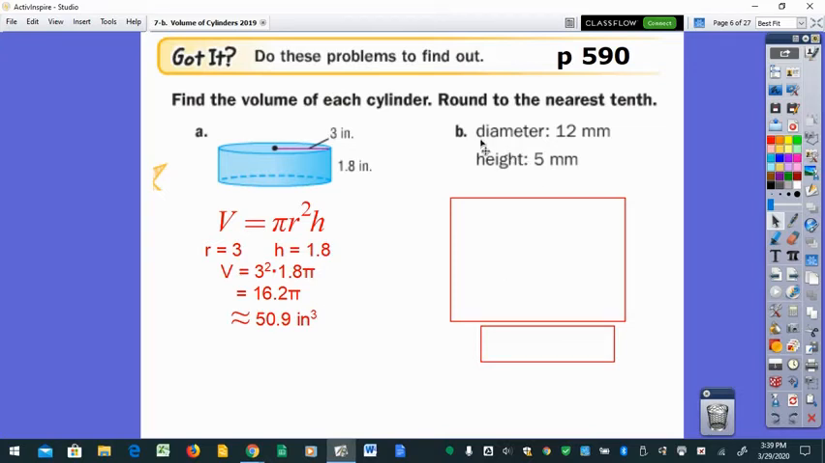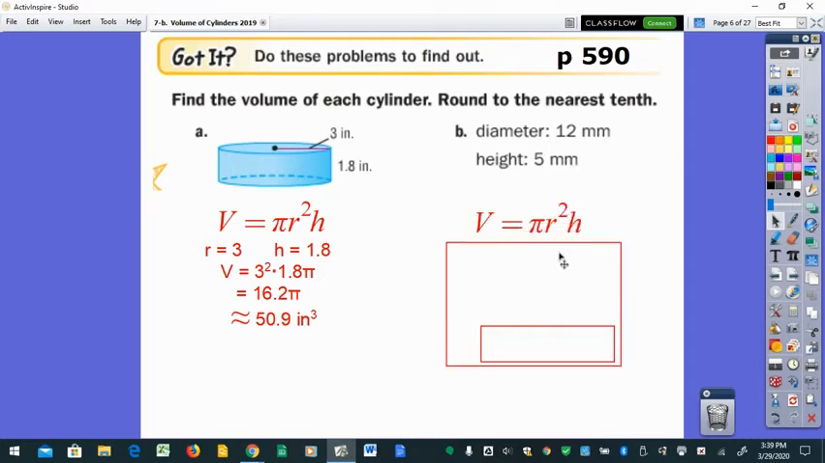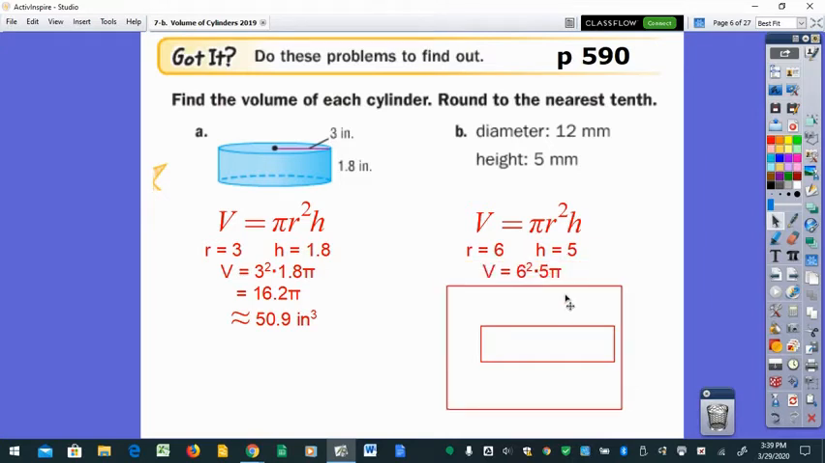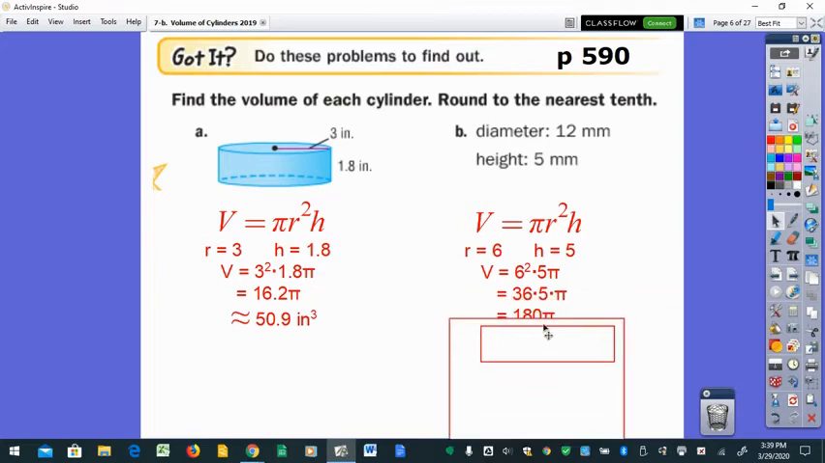Now over here, unfortunately, they gave me the diameter, and for the volume of a cylinder, I need the radius. So the diameter is the long segment, so I need to cut it in half to get the radius. So when I go to do my volume formula, you're going to notice I'm going to use a radius of 6 and a height of 5. I substitute those in, and I'm going to take the radius squared, which is 36 times 5, and I'm going to stop before I multiply by pi and write that down. 180 pi is my exact answer.